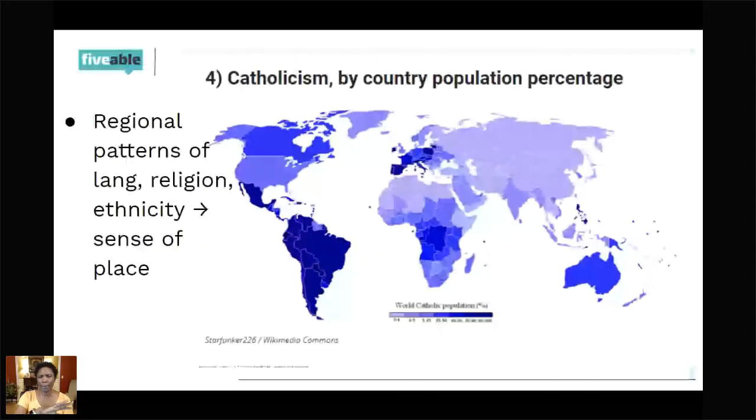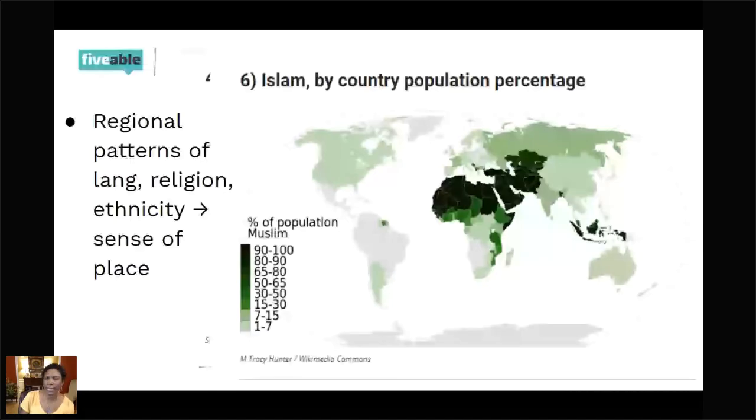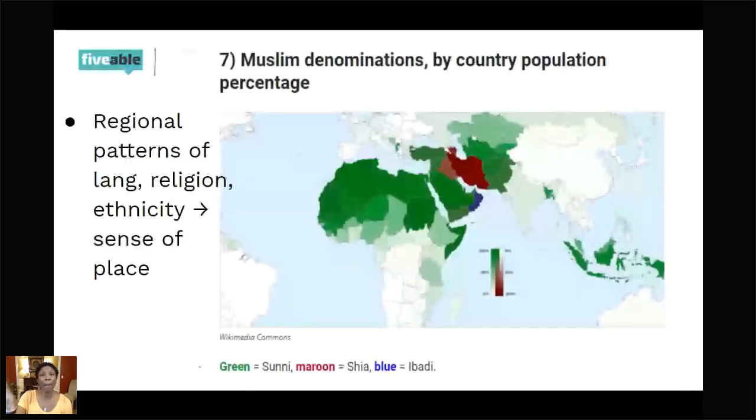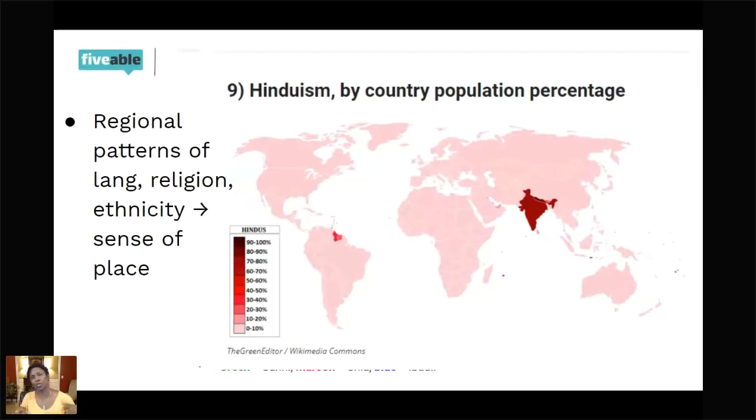So I have some other maps here that take a look at Islam by country and population, and also take a look at Muslim denominations by country, population, and percentage. So make sure that when you're going back over your notes and looking through your textbook and the various maps and graphs in your book, that you understand how culture plays out in these various forms. All right. Let's move on.